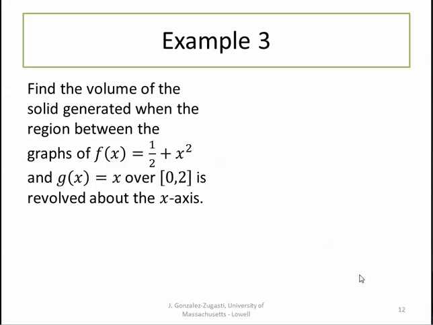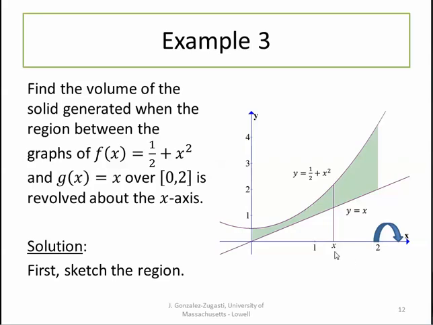So the very first thing you should always do is graph the region. That'll help you decide what is your upper function and what is your lower function. So f of x is just a parabola with vertex at (0, 1/2), and it opens upwards, so it looks like this. And g of x is the line of slope 1 passing through the origin. So this is what the graphs look like. When you do this, you can clearly see that f of x is your upper graph and g of x is your lower graph.